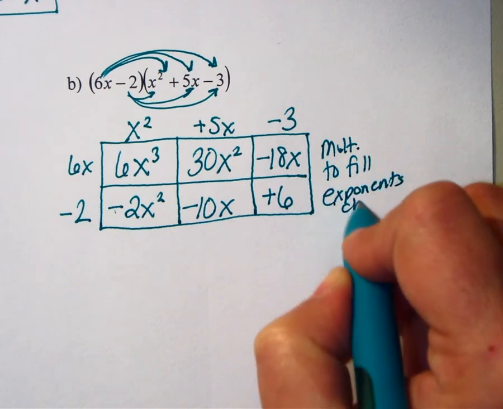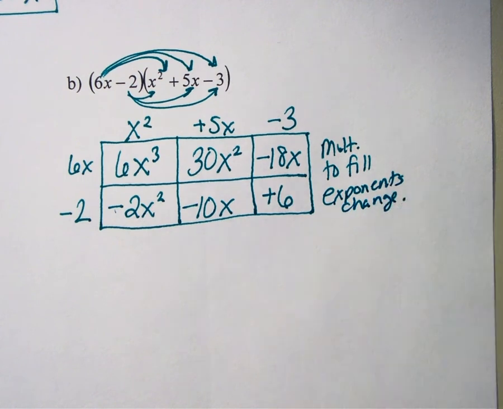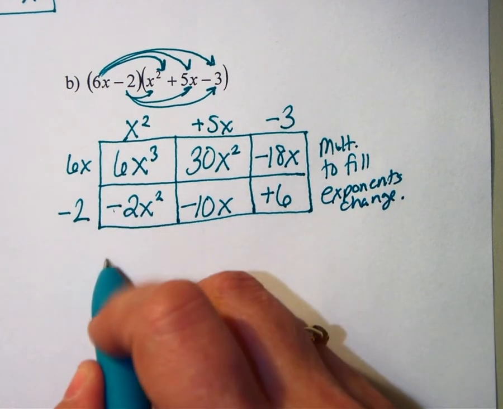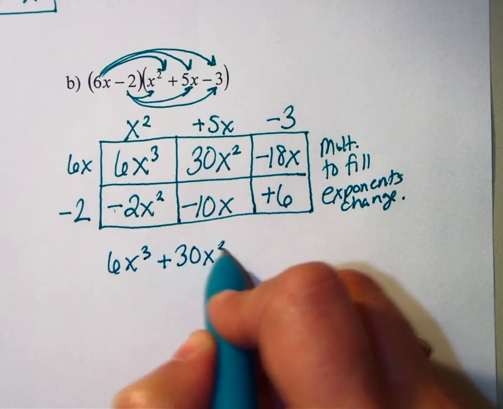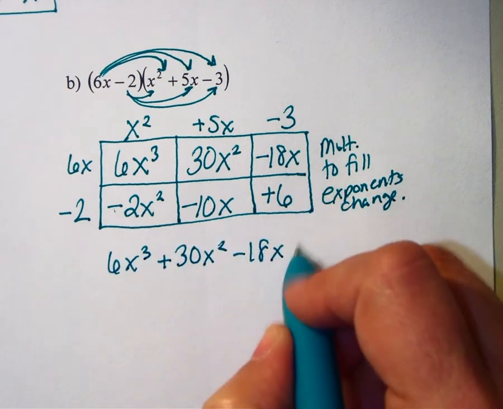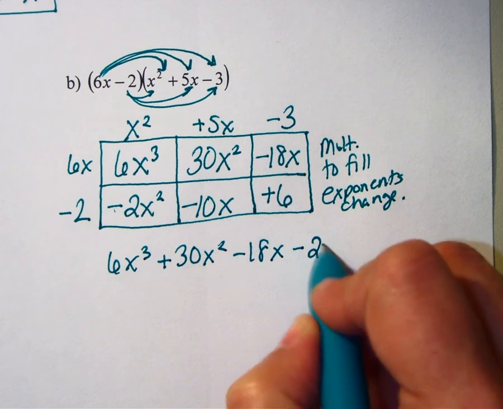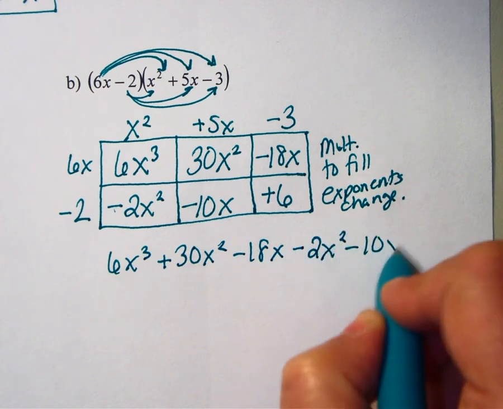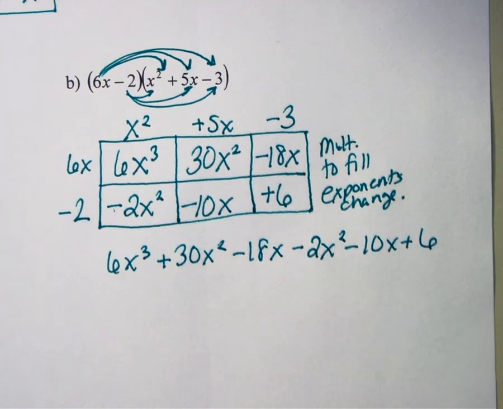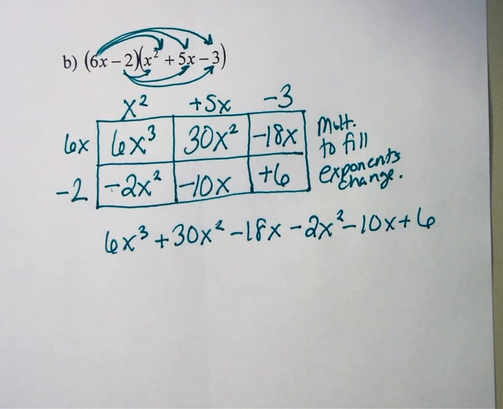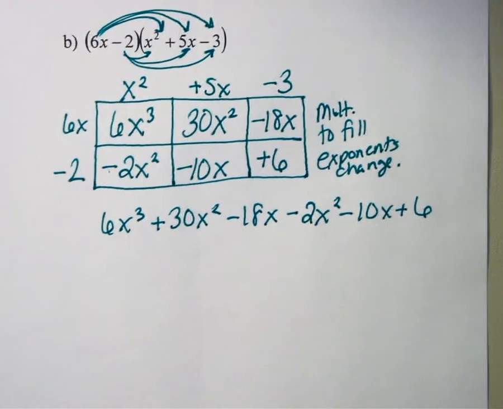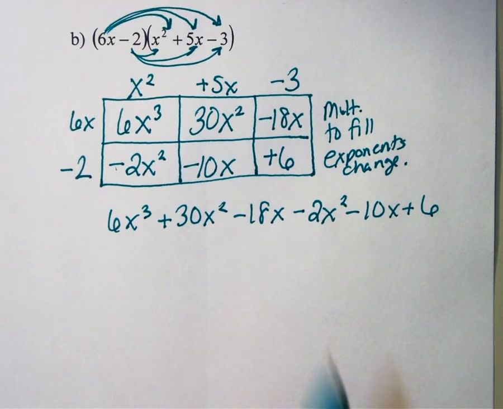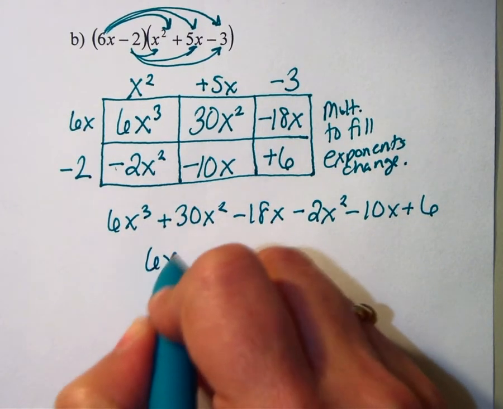Now, let's write out our lovely terms. We've got a positive 30x squared and negative 18x, a negative 2x squared, a negative 10x, and a plus 6. Okay, now we're going to combine terms by adding and subtracting. Once again, when adding and subtracting, the exponents do not change. So poor 6x cubed doesn't have a partner, but the x squareds have a partner.